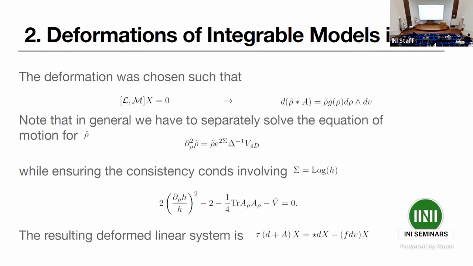Furthermore, the deformation was chosen in such a way that the compatibility condition for the Lax operators, or the linear system operators, implies the first equation of motion. But in general, we have to separately solve for rho tilde because in this case, of course, box rho tilde is non-zero. And therefore, the linear system will not tell us any information about the dilaton rho tilde.